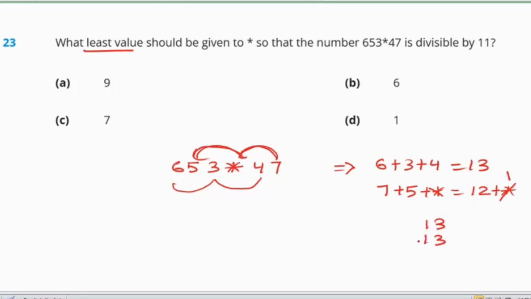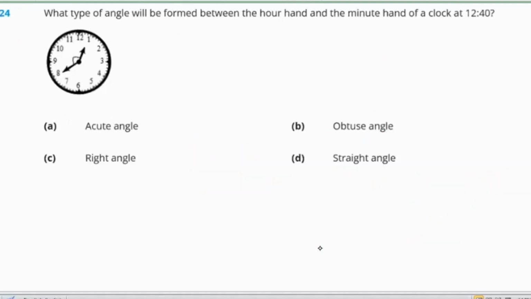If I subtract 13 from 13, I will be getting 0. So what is the least number that I can put over there? I can put 1. Got it? Now let's move to the next question.